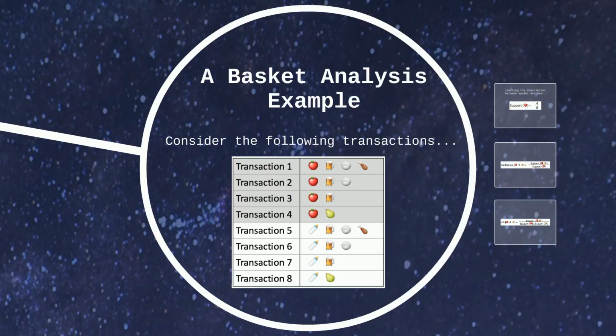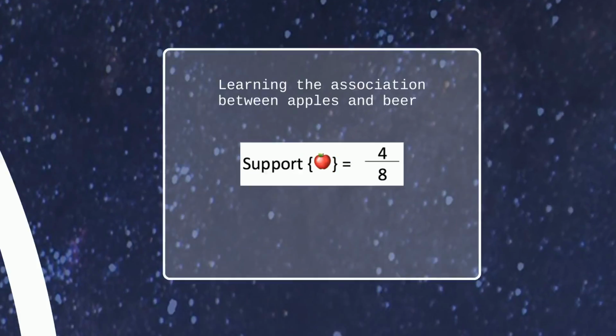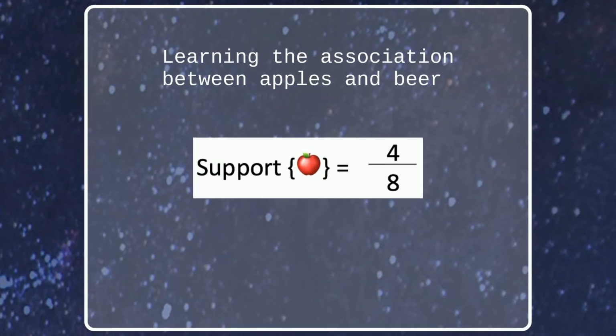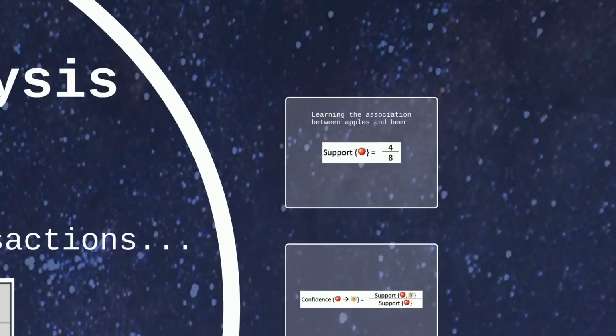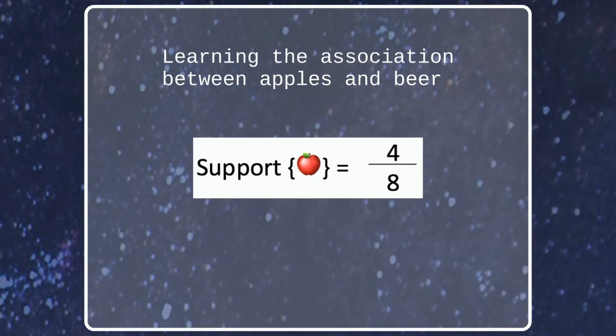So let's go ahead and calculate our 3 measures, being support, confidence, and lift, and see if we can actually mathematically show an association between these 2 items. We're going to start with the support, and this is going to be the first step in learning the association between apples and beer. The support for apples is simply the probability of apples. If we look back, there were 4 transactions out of a total of 8 where we got apples. So this is just going to be a support of 0.5.